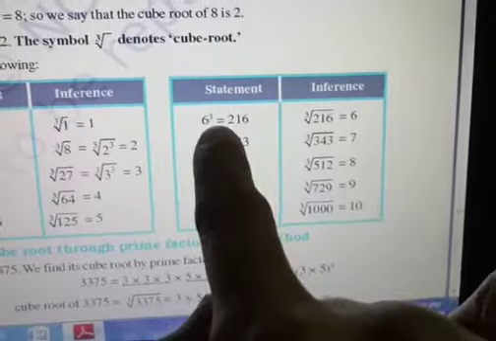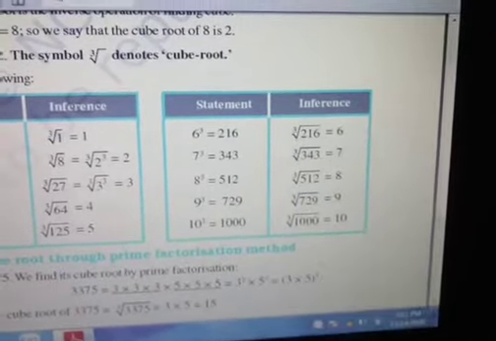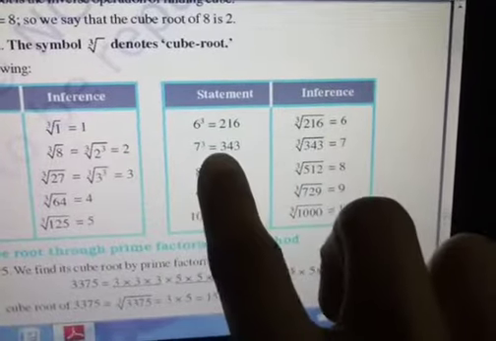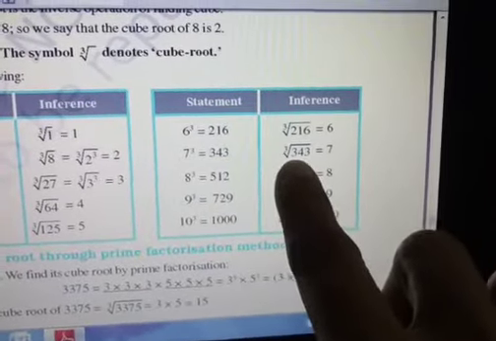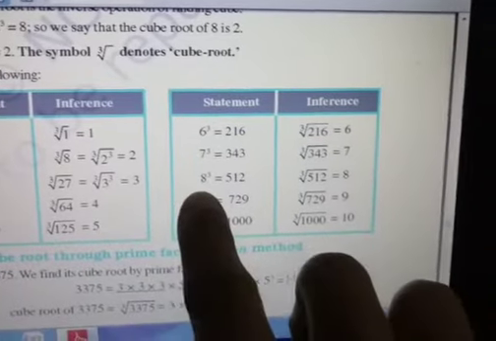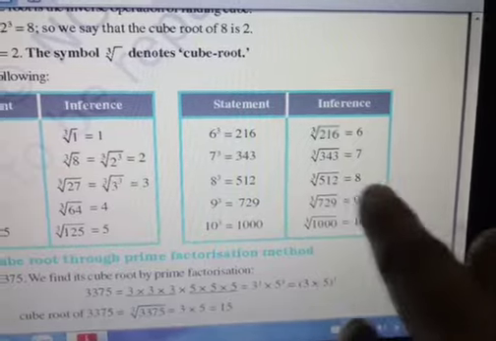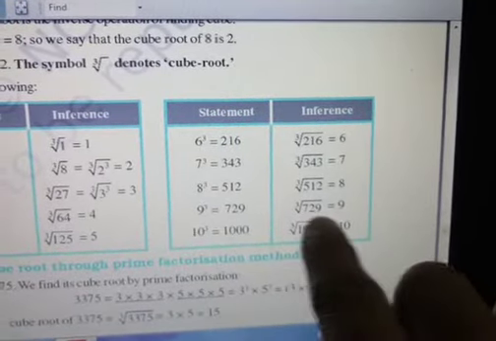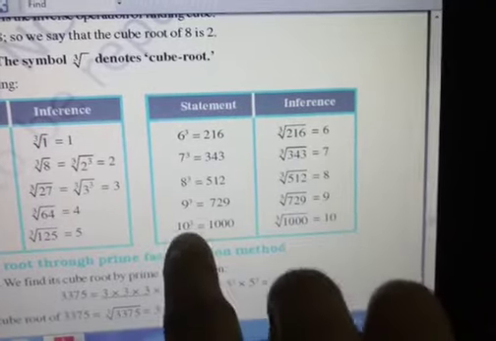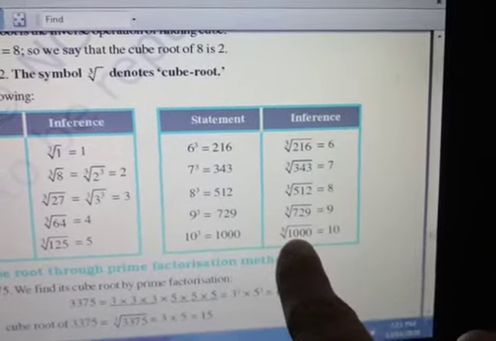Here 6 cube is 216, so the cube root of 216 is 6. 7 cube is 343, so the cube root of 343 is 7. 8 cube is 512, so the cube root of 512 is 8. 9 cube is 729, so the cube root of 729 is 9. 10 cube, 10 into 10 into 10, is 1000. So the cube root of 1000 is 10.